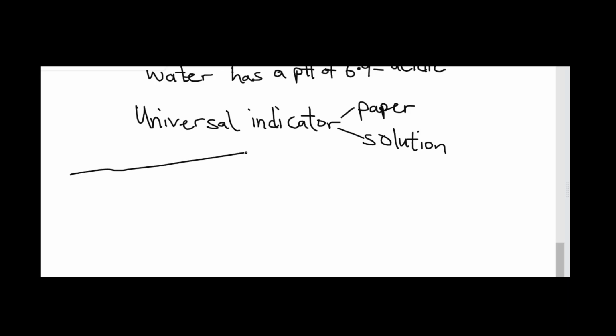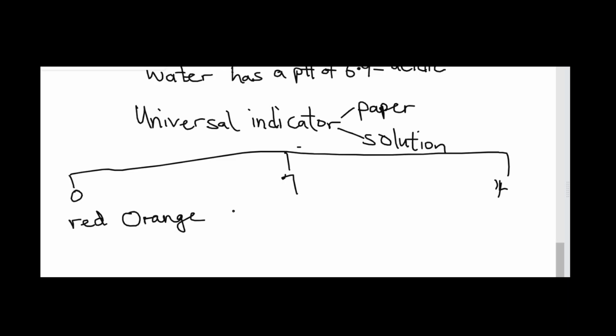Your universal indicator, so let's go like so and like so. So 0, 7, and then we've got 14 again. Now, you would find red, orange, yellow, then green, blue, and then purple. So in that order, but obviously the shade ranges as you go up.